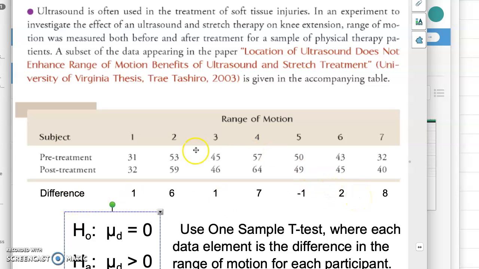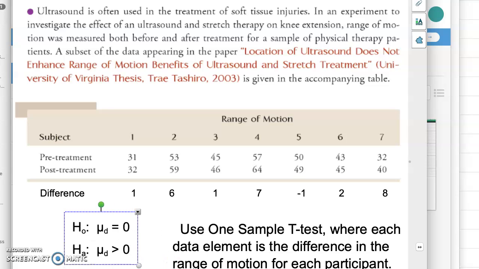So rather than using this data at the top compared to this data at the bottom, which we would do in a 2-sample t-test, we're going to find each difference and do a 1-sample t-test with the differences, because it makes sense to compare subject 1's pre and post treatment for that patient, and the same thing for patient 2 and patient 3 and so on.